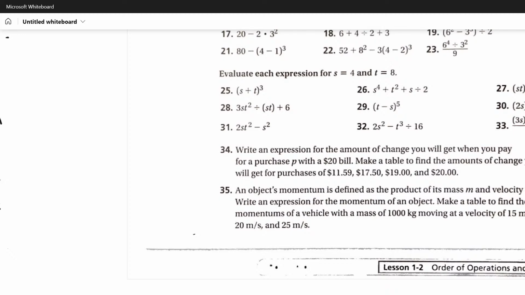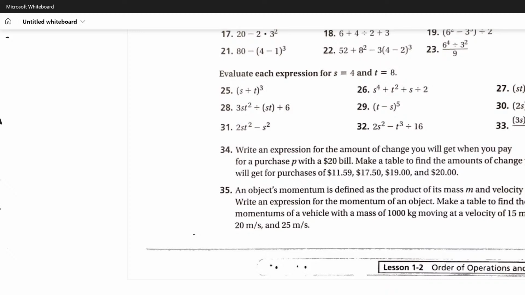Number 35. So on number 35, it says an object's momentum is defined as the product of its mass m and velocity v. Write an expression for the momentum of an object. Make a table to find the momentums of a vehicle with a mass of 1,000 kilograms and a velocity of 15 meters per second, 20 meters per second, and 25 meters per second.